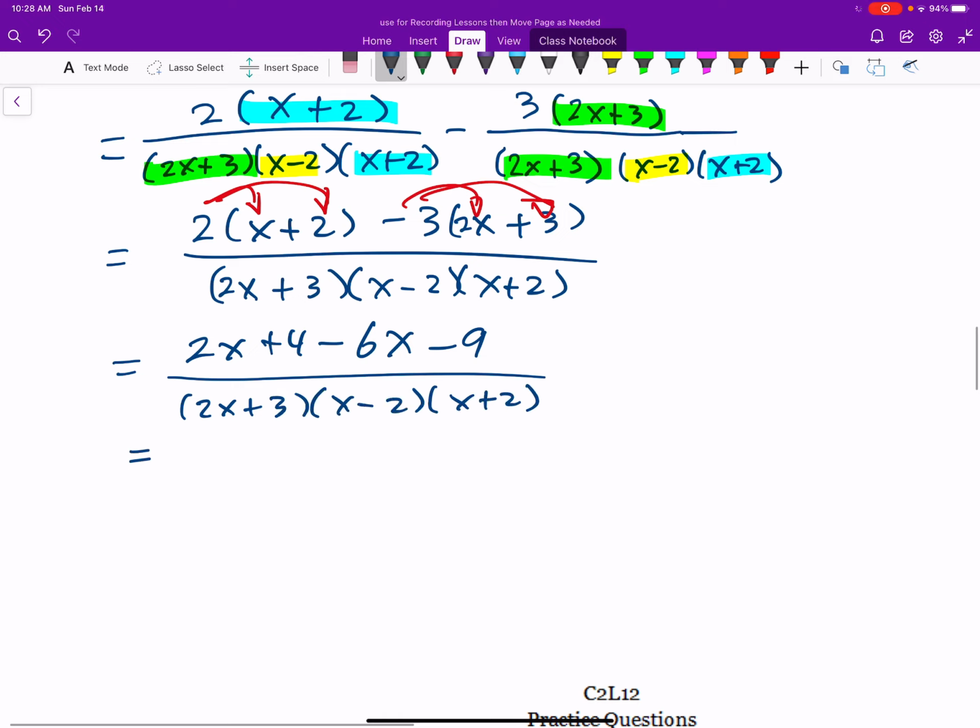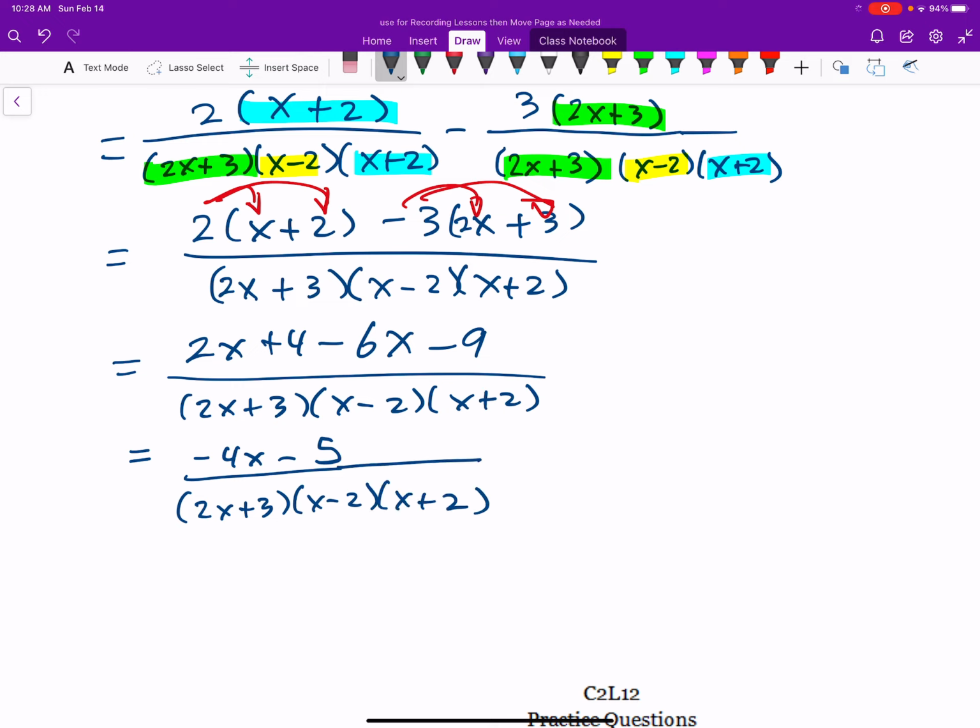And collecting like terms gives me -4x minus 5 over 2x plus 3, x minus 2, x plus 2. And I can't reduce that any farther. There's no common factor or any kind of factoring I can do on the top, so I think that's done. But what I can do is write my restrictions.